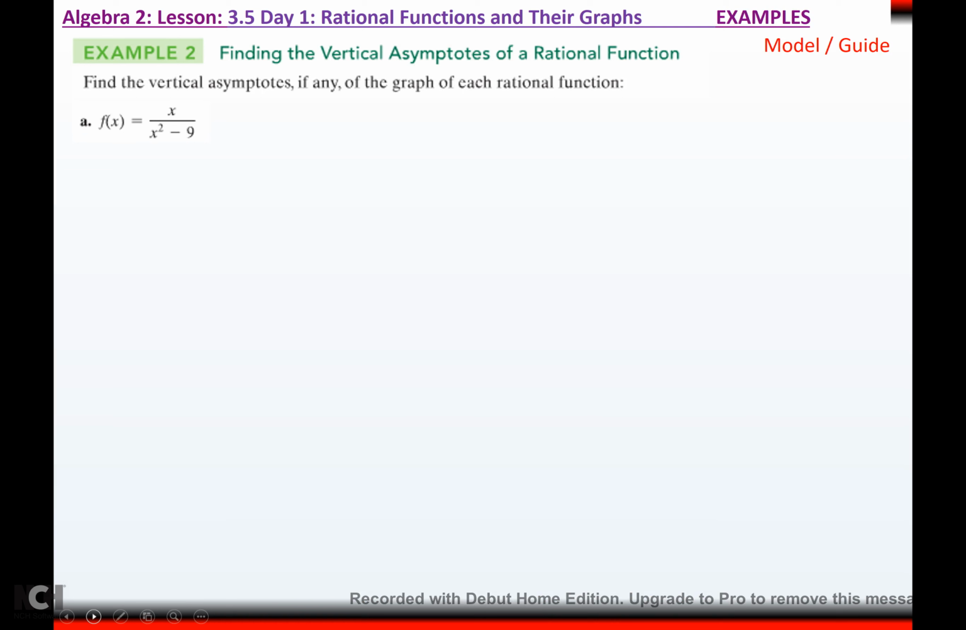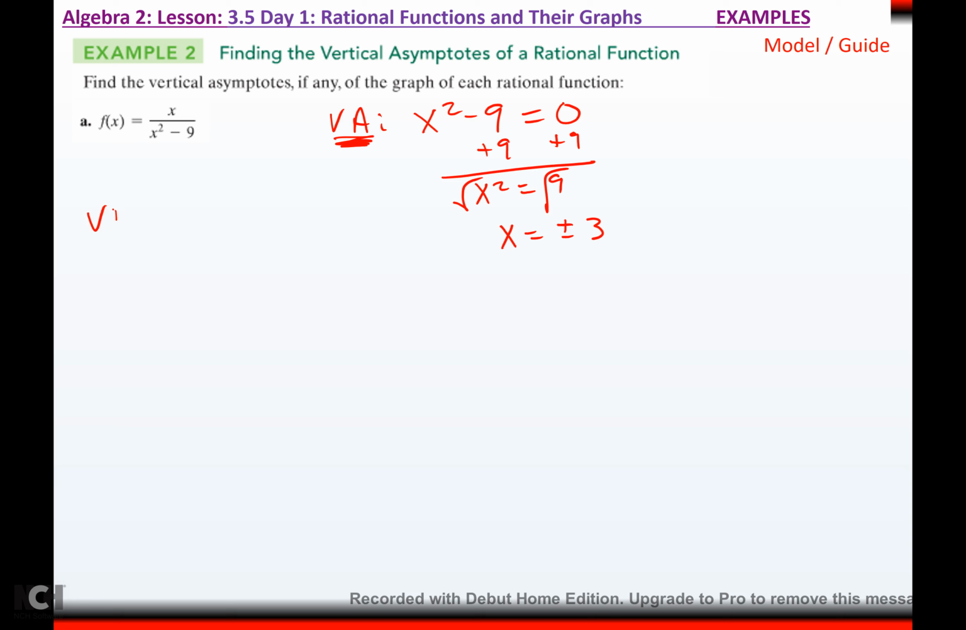Alright, so here we go. It says find the vertical asymptotes, if any, of the graph of each rational function. So to find my vertical asymptotes, we say, Mr. Denominator, when you do equal 0, I'm going to get these vertical asymptotes. So add 9, x squared equals 9, square root, x equals plus or minus 3. Which means I'm going to get a vertical asymptote at x equals 3 and at x equals negative 3. And you're done. That's all it wants to know. That's where my vertical asymptotes are going to be.